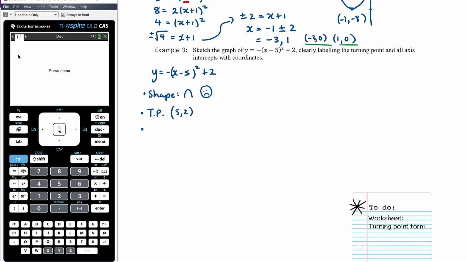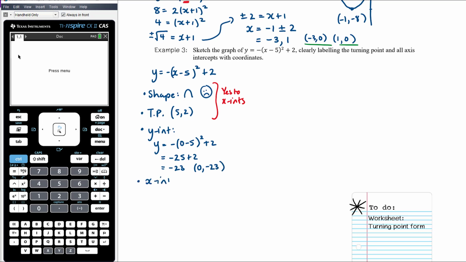Let's think about whether we'll have x-intercepts. Turning point at 5, 2 and a sad shape, yes, my graph will definitely cross the x-axis, so we will have x-intercepts. We'll have to calculate those. Let's find the y-intercept first, it's easier. Let x equal 0. We get negative 0 minus 5 all squared plus 2. So it's negative 5 all squared, which is positive 25, but the negative out the front means we have negative 25. So negative 23. The y-intercept is at 0, negative 23.